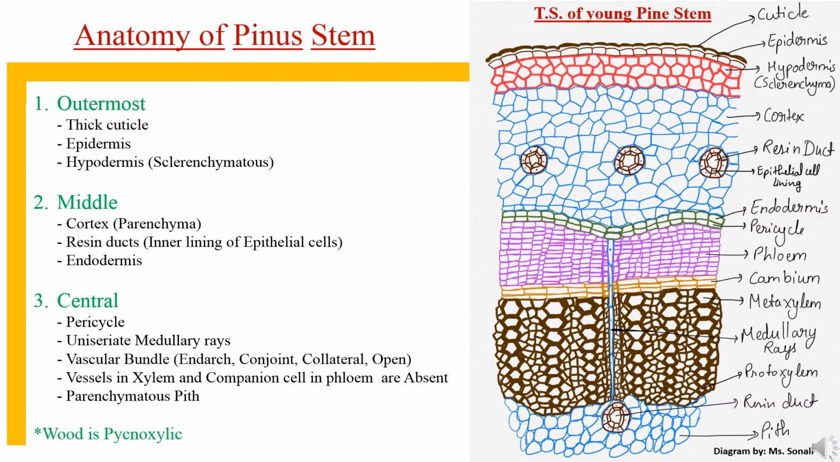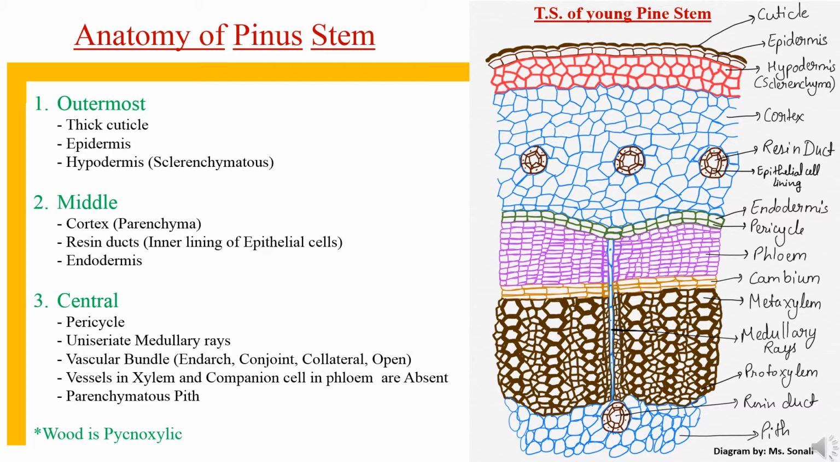And now coming to the central region, next to endodermis is pericycle. It is mostly single layered. Vascular bundles are next to it. They are conjoint, that is, xylem and phloem tissue are present together, not separately as was in roots.